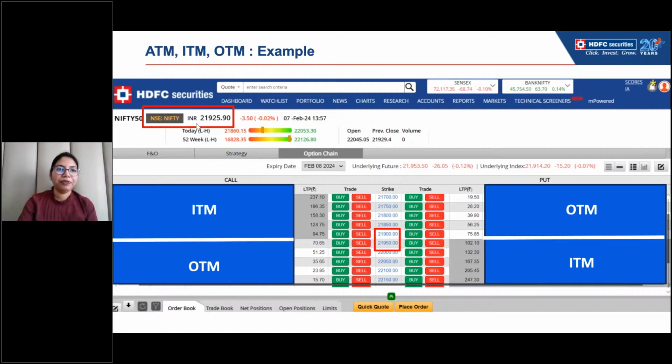Here, Nifty spot is at 21,925, and this is the option chain. You can see the strike prices over here from 21,700 to 22,150. All right, first we will see the call side. Because the Nifty spot price is at 21,925, what is the nearest one? These both can be the nearest strikes, correct? 21,900 and 21,950.